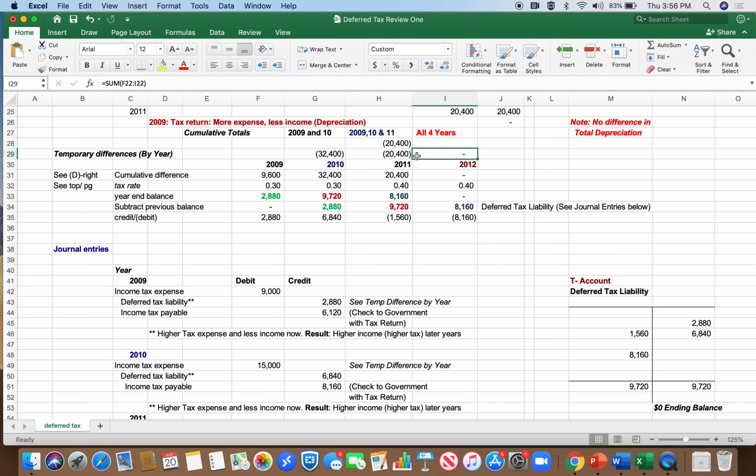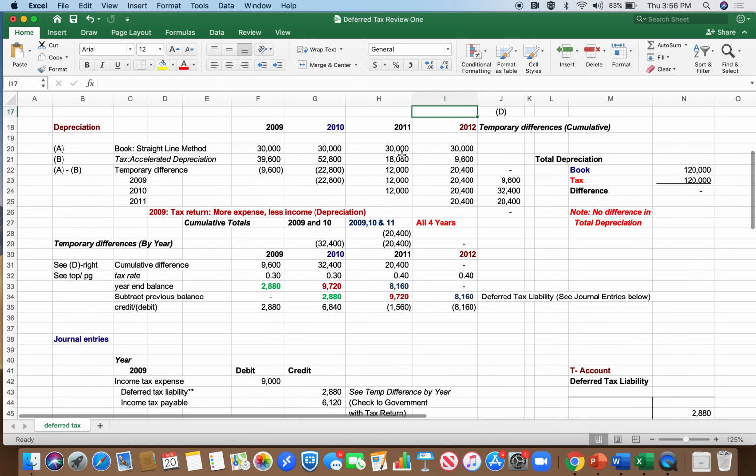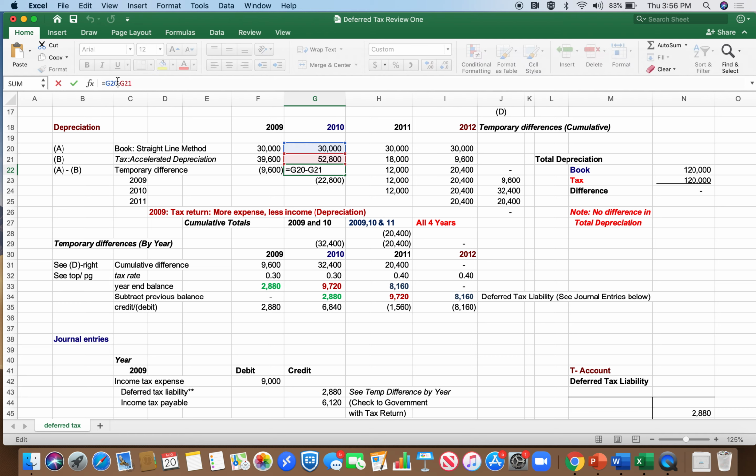Okay, let's look at 2010. A difference of $22,800 between book and tax. So, to calculate the impact, we have to add up the impact of both years, because that's why I say cumulative differences. 32,400 times 30% gives us 9,720. But we have to subtract out the 2,880 we already recognized, and we get 6,840, the after-tax temporary difference impact.